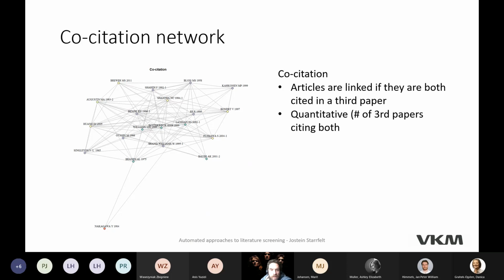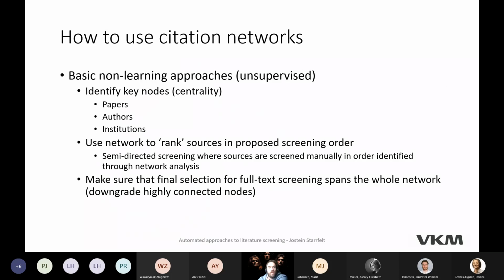So this is a co-citation network. I'm not going to go too much into the details of these different kinds of networks, but it's fairly obvious that you can imagine many different kinds of citation networks based on how exactly you create the links between the papers. So what you can do when you have these networks is some basic approaches to any kind of network you have.